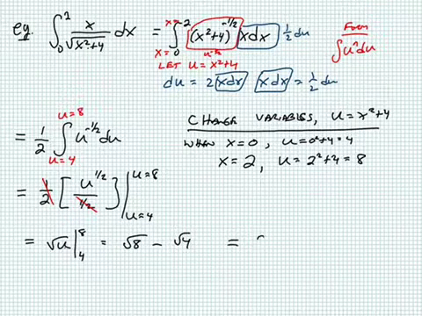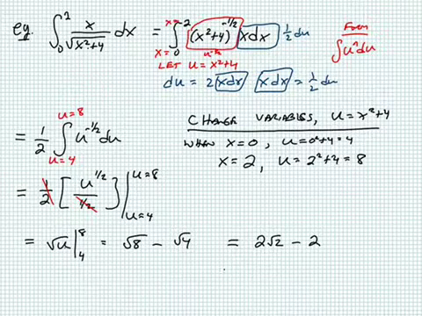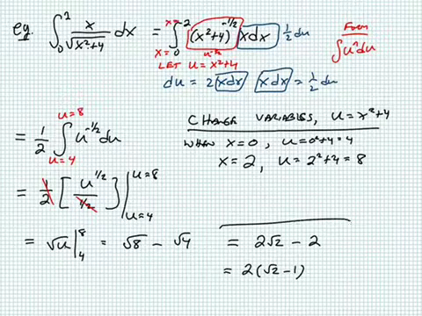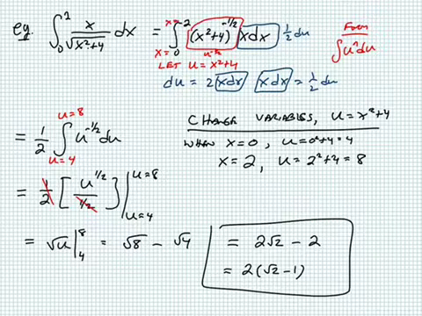So that's going to be equal to 2 square root of 2, which is what square root of 8 is, minus the square root of 4, which is 2, which I could also write as 2 times the square root of 2 minus 1, whichever you prefer. And that's the value of this definite integral.